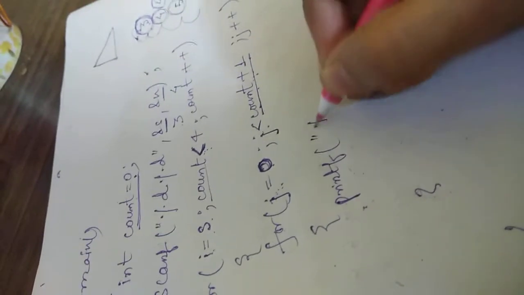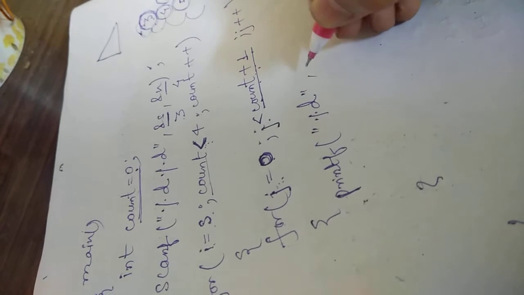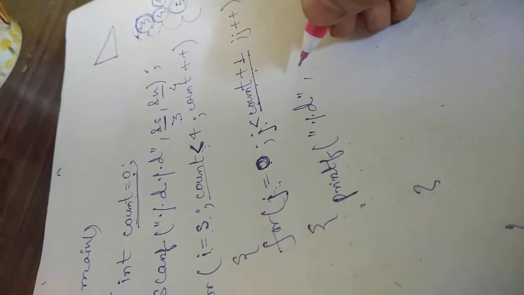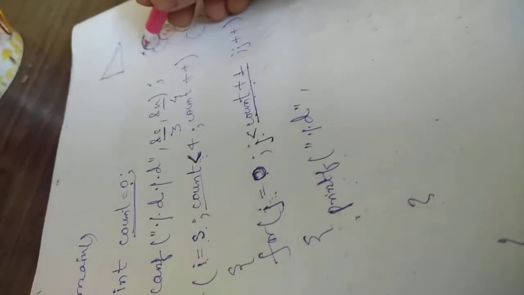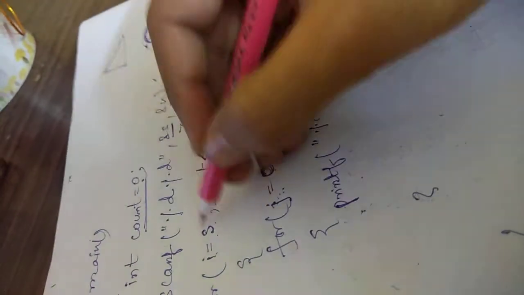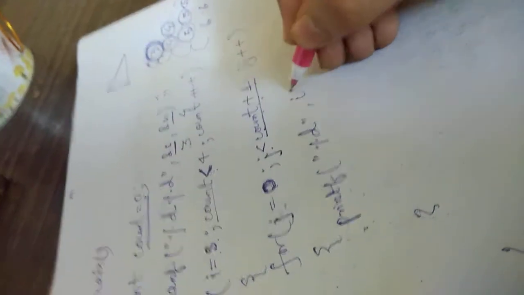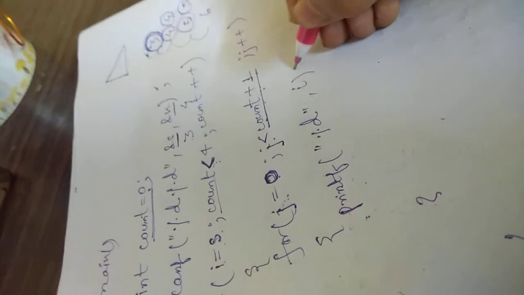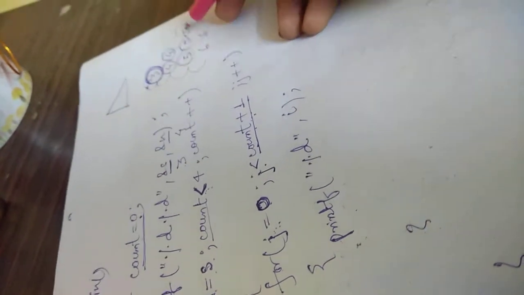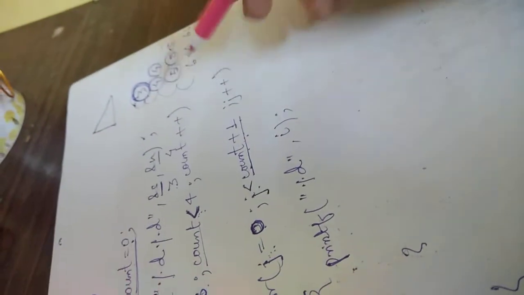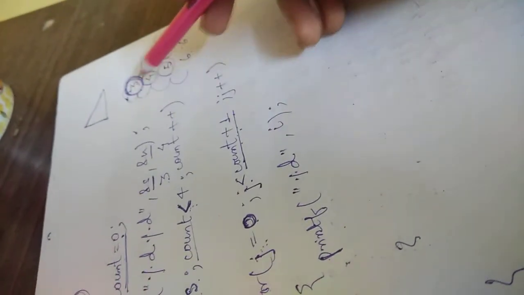printf percent d, and what we will print here. So we have to print the number. The starting number was what? 3. Okay, so if we will print i, then what will be printed? Then printing will be 3, then 3 3, then 3 3 3, then 3 3 3 3. But we don't want to print the same 3 all over again.